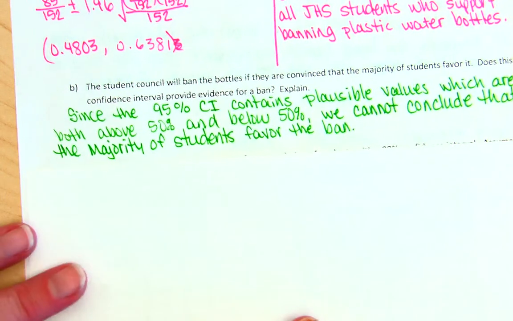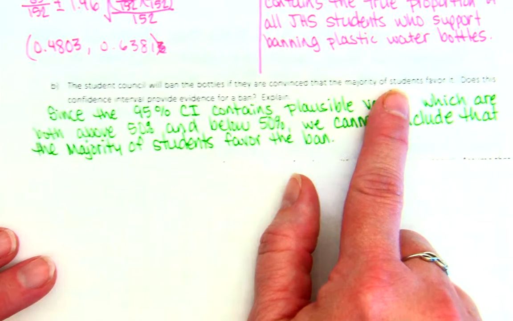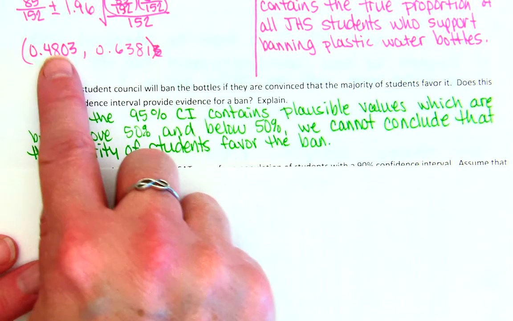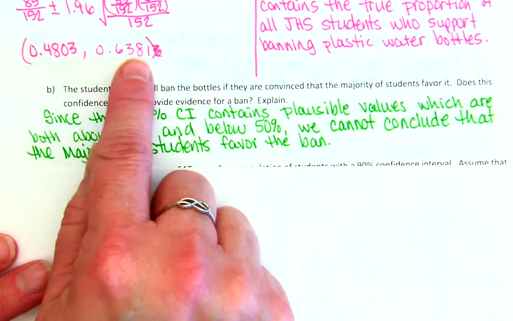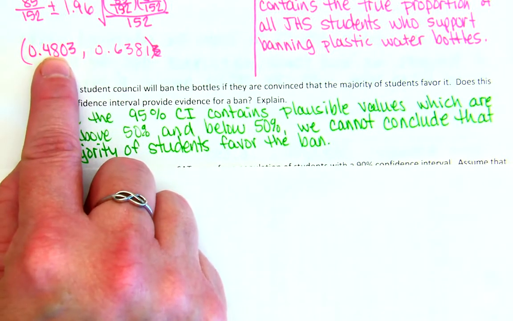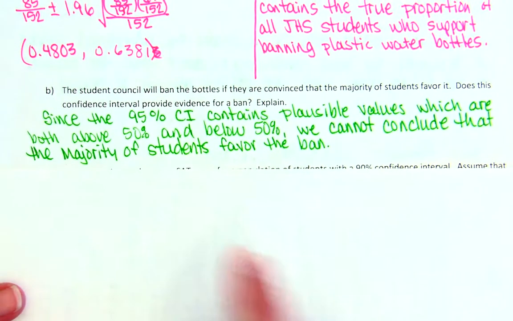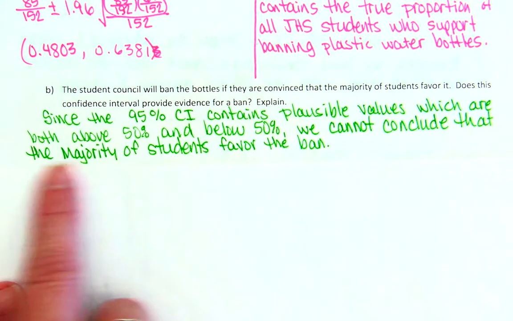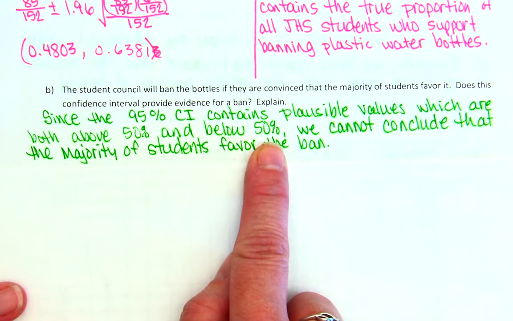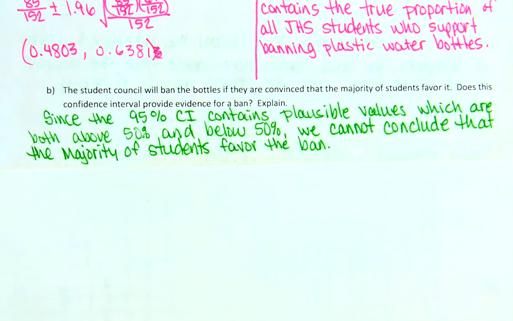Okay, part B. They want to know, is there evidence of a majority of students supporting this band? So, here we have values less than 50% and more than 50%. That means 50% is contained in the interval, but there are also plausible values below 50%. So you cannot say there's a majority since we do have plausible values which are below 50%. And so you need to give something about part of the interval is below 50%, therefore we cannot conclude a majority of students favor the band.